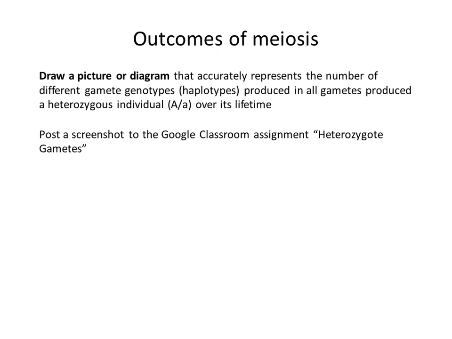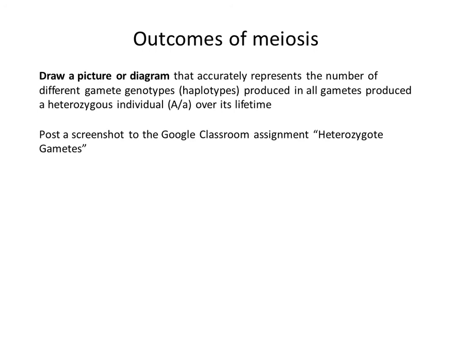So don't write anything. Maybe letters, just to indicate haplotypes. Draw a picture or diagram, make a diagram that accurately represents the number of different genotypes, that is haplotypes, produced in all of the gametes produced by one heterozygous individual over its entire lifetime. Draw me that in the blank space here, and post a screenshot of that to this Google Classroom site.